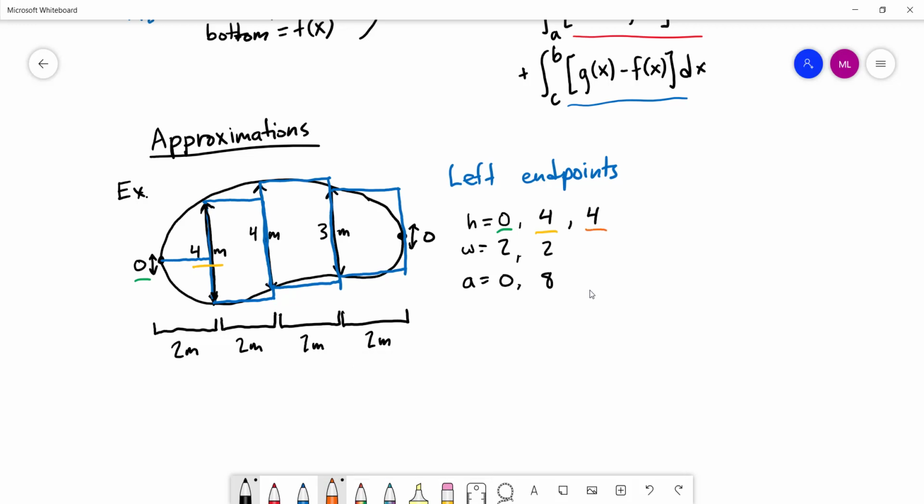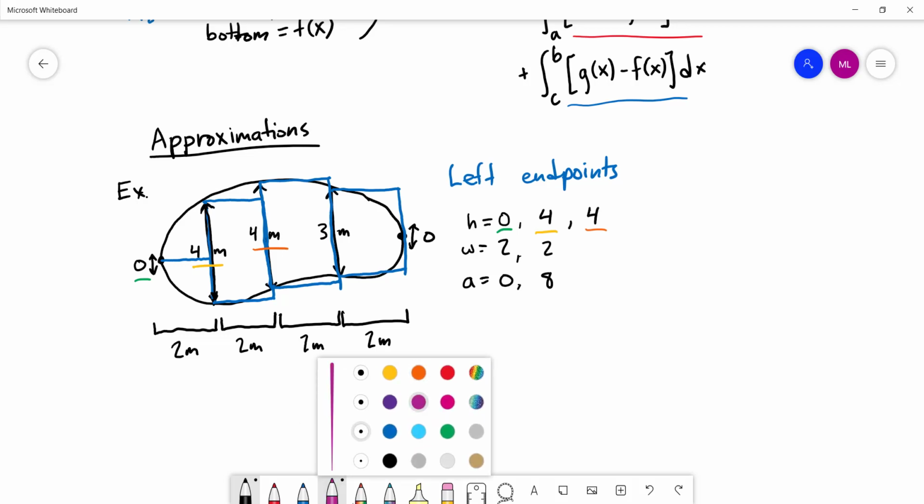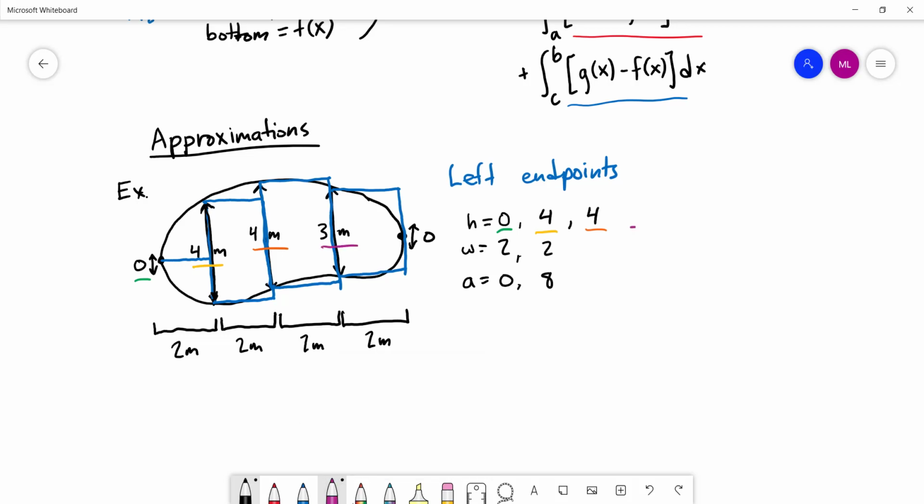This 4 goes with this 4. So I'm just going across the list, picking up heights. Let's do one last one. Let's make it purple, and it'll be the one that I write right here. That last height is a height of 3. All the widths were the same. They were all 2. And I'm just multiplying these two numbers together to get this number down here. So this one will also be 8, and this one will be 6.